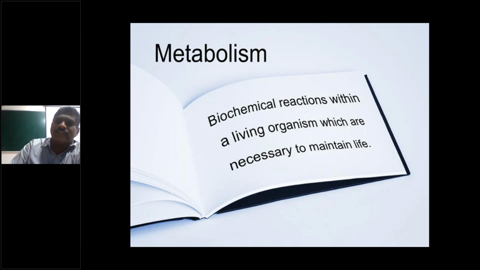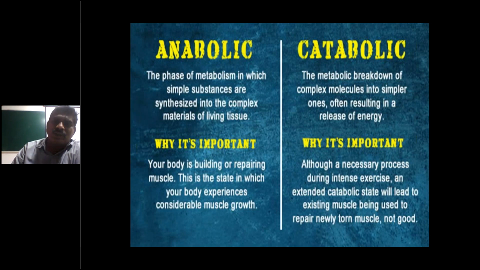Why is this metabolism important? These reactions take place mainly in living organisms, so this is necessary to maintain life. Without metabolism, it's very difficult to survive. Take for example, our body needs 160 grams of glucose daily. From where are we getting this glucose? We are getting it from the diet. Out of 160 grams, our brain alone needs 120 grams of glucose.